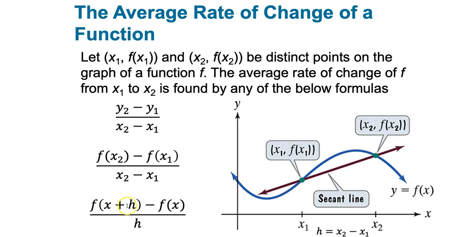In the difference quotient, instead of using 2 different x values, we use the starting x value and then define the distance between the 2 x values to be h. Thus, we're able to replace x2 with x1 plus h, and able to replace x2 minus x1 with h.